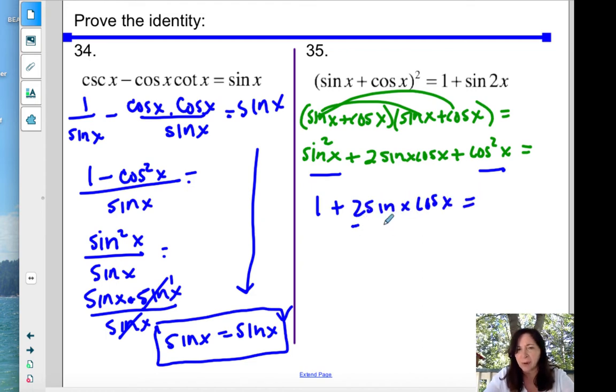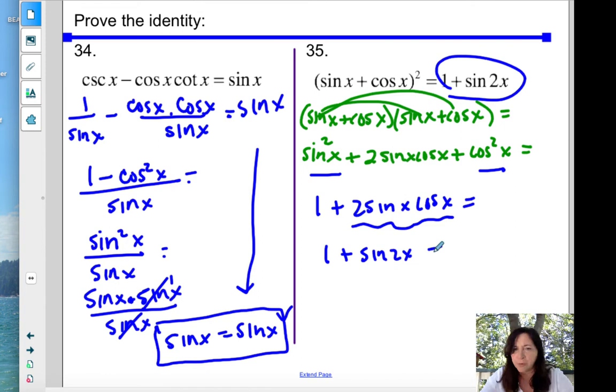And then this right here is one of my double angles. So that's 1 plus 2 sine, sorry about that, 1 plus sine of 2x. And that's what I'm trying to prove. And so 1 plus sine of 2x, and then these are equal to each other.